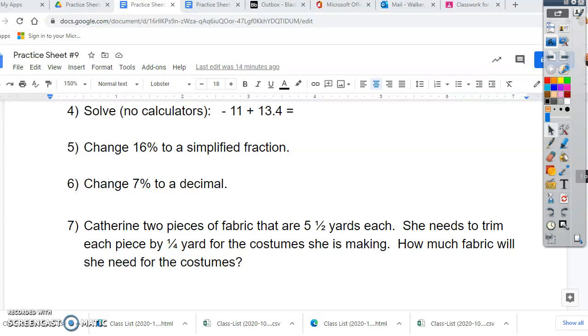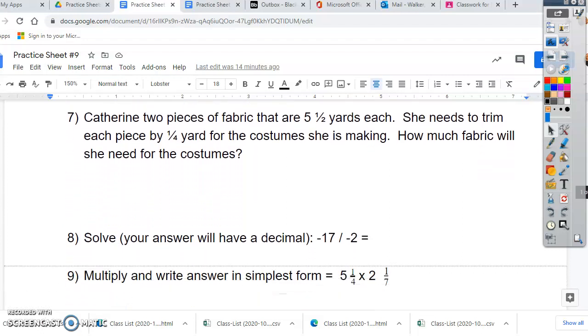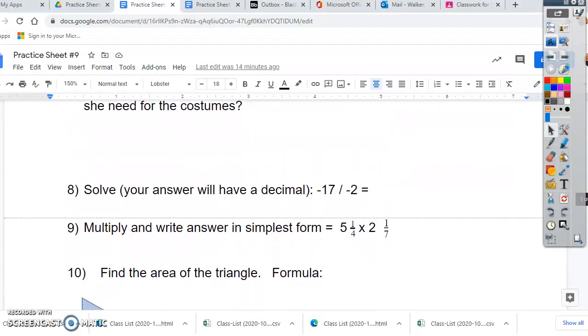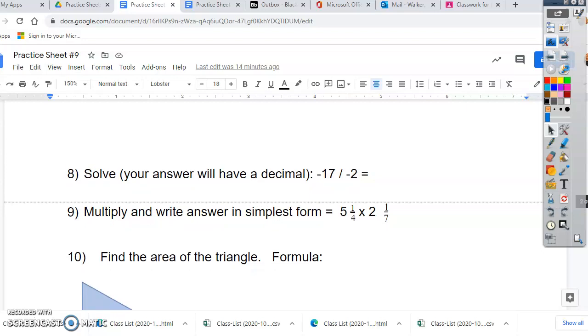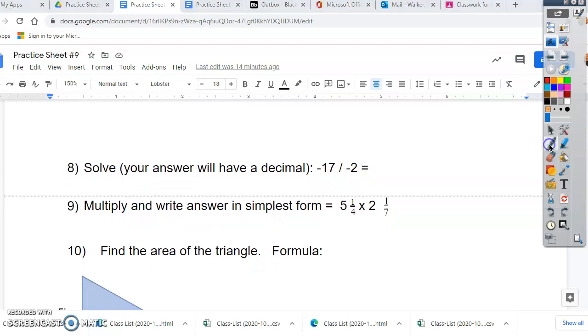I'm going to wait and do number 7 on a different video. Let's do, we'll do number 8. But I will tell you it is a triangle problem. And your answer will have a decimal. And remember, if you're paying attention, this is division, everybody. That's division.